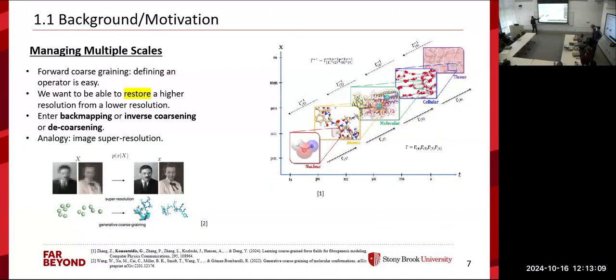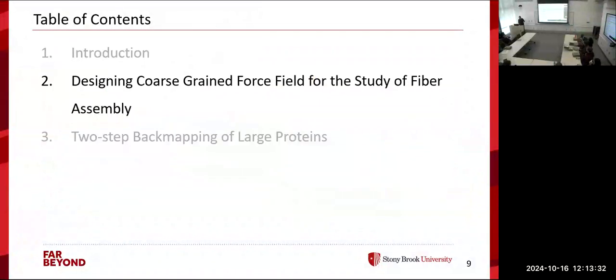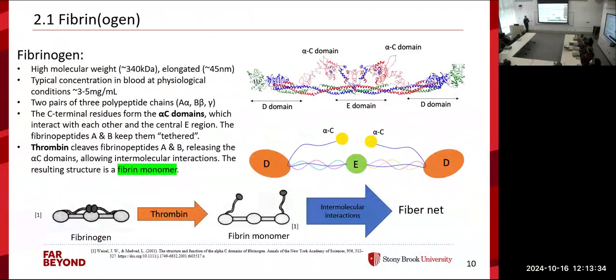With image super resolution, you start with a blurry image, you want to clear it. Here we start with a coarse grain structure, and we want to make an educated guess as to what the molecule is supposed to look like in the fine-grained, the whole atom resolution. Okay, this is the motivation, so let's get started. First I'm going to talk about forward coarse graining, in order to speed up the simulations.